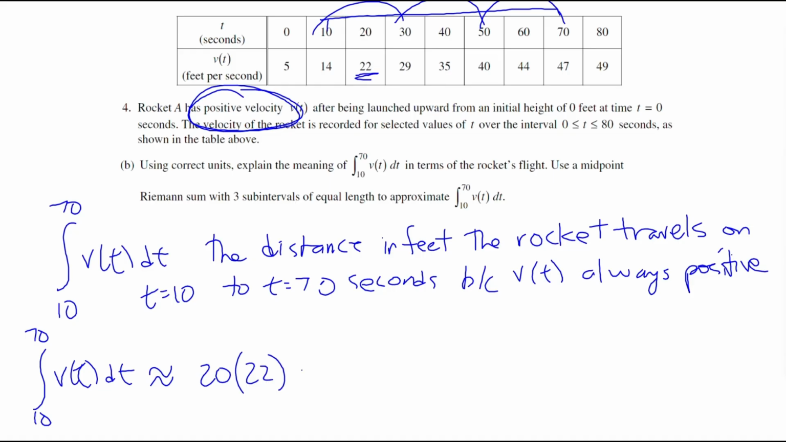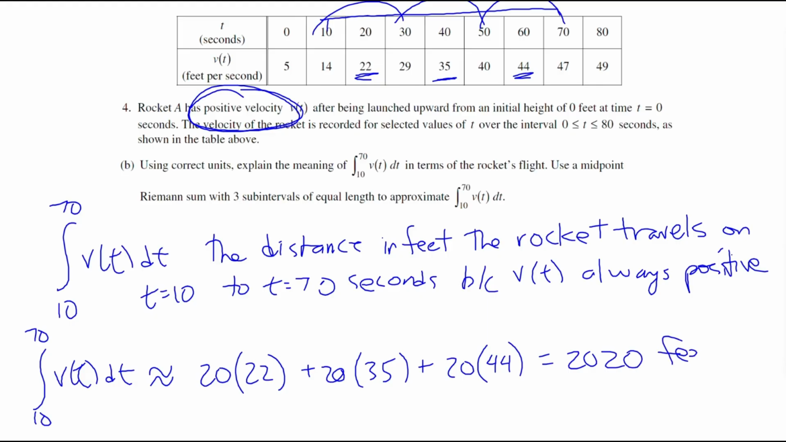And then the next one from 30 to 50 is another 20, and the midpoint there, the velocity is 35. And then, of course, from 50 to 70 is also 20, and the midpoint there is 60, so the velocity at 60 is 44. And so if we just do all of those together, they're all getting multiplied by 20, so 44 and 35 is 79. 101, if we add the 22 to it, 101 times 20 is going to be 2020. And it doesn't ask for the units in the second part, but we'll say 2020 feet.